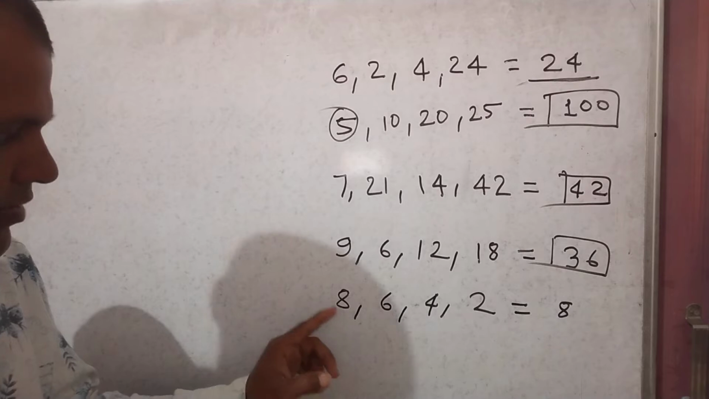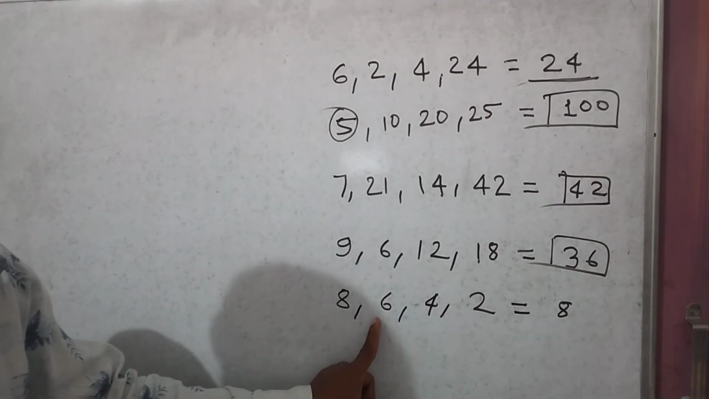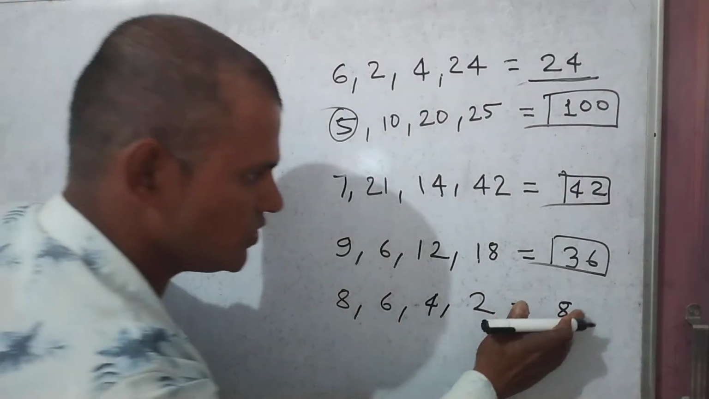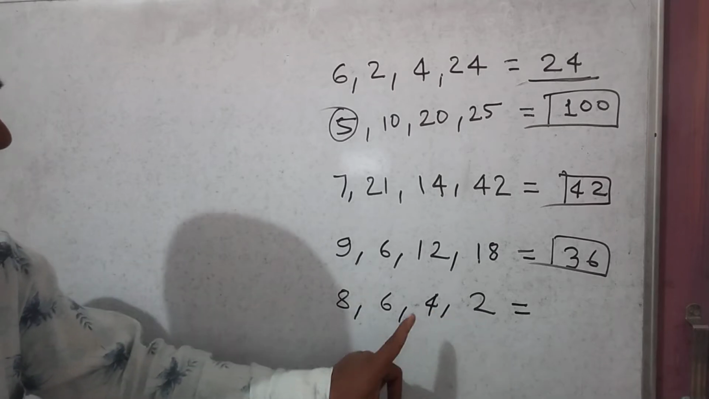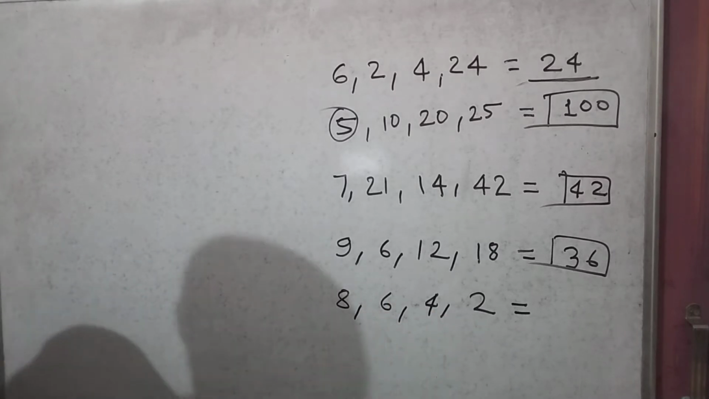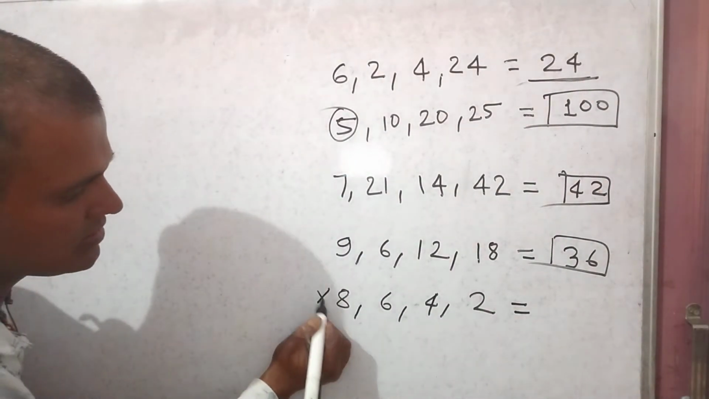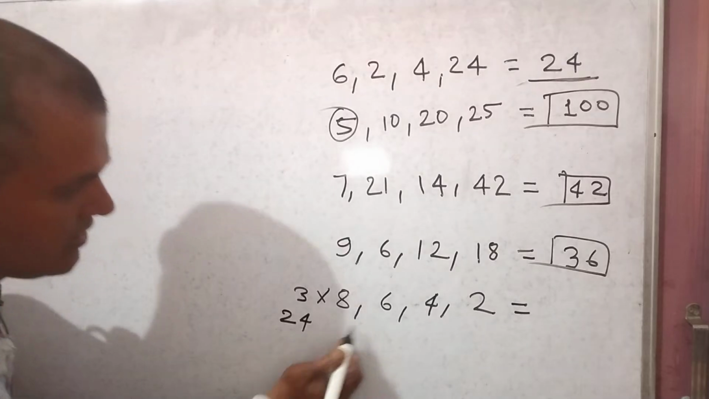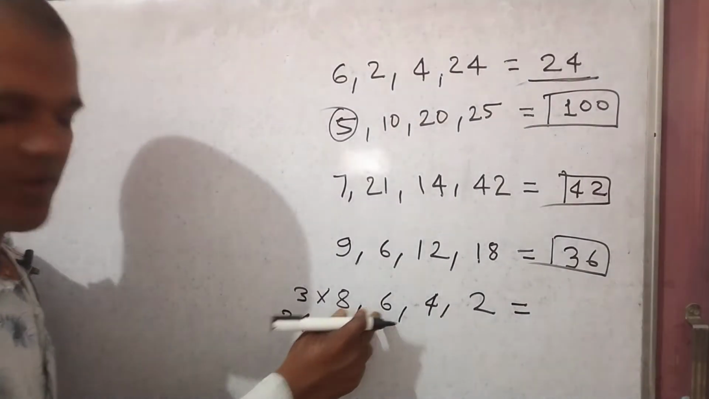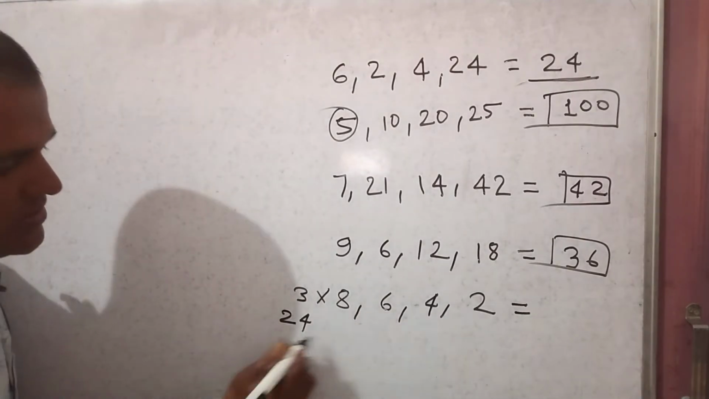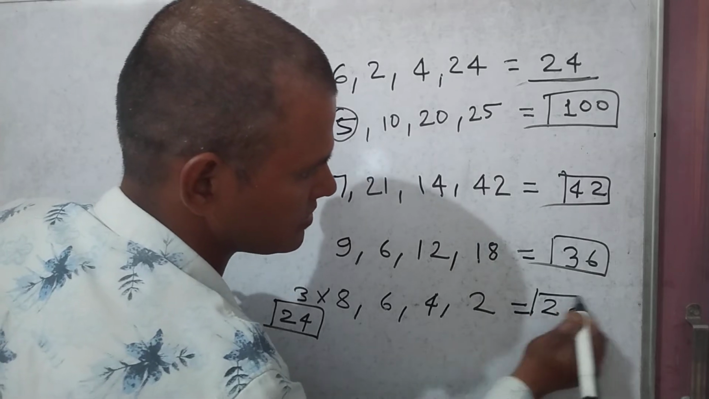Look, the biggest number is 8, and the remaining numbers are 2, 4, 6. 8 is divisible by 2, but 8 is not divisible by 6. So 8 into 3 is 24, right? 8 into 2 is 16, but 16 is not divisible by 6. 24 is divisible by 6. So our LCM is 24, right?